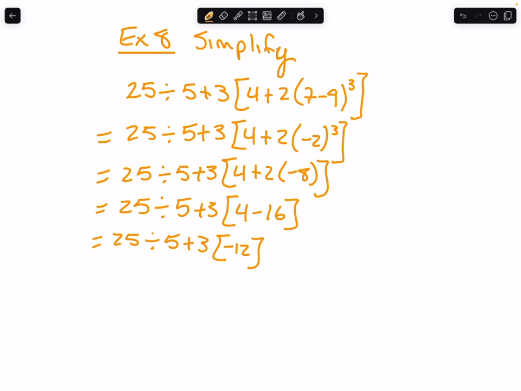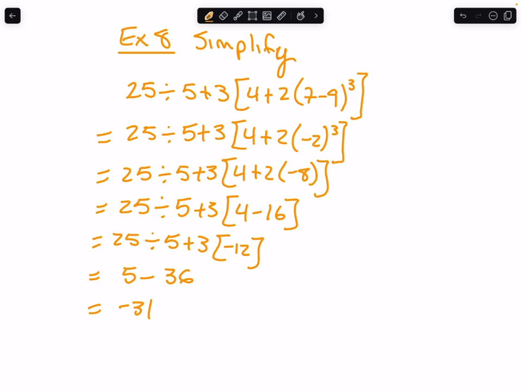Now working outside of the grouping symbols, we can now do multiplication and division from left to right. So 25 divided by 5 is 5, plus 3 times a -12, so it's actually a minus 36. And 5 minus 36 is -31, which is our final answer.